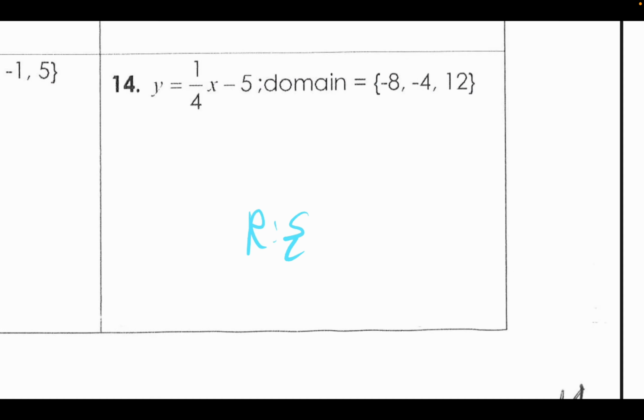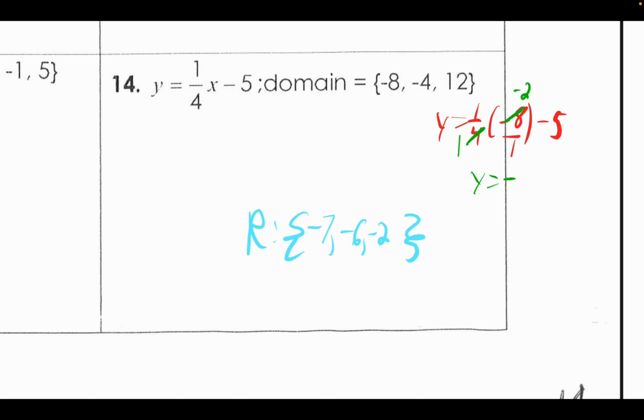And so go ahead and find the range. The range here is -7, -6, and -2. And so to practice plugging in, I'll plug in the first one again. Y equals 1/4 times -8, or -8 over 1, minus 5. Let me rewrite that 5 slightly. There we go. And the 4 and 8 reduce by 4 to become 1 and -2. And 1 times -2 gives us -2 minus 5, which is -7.